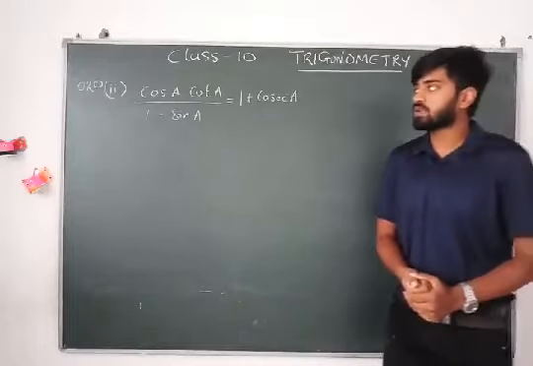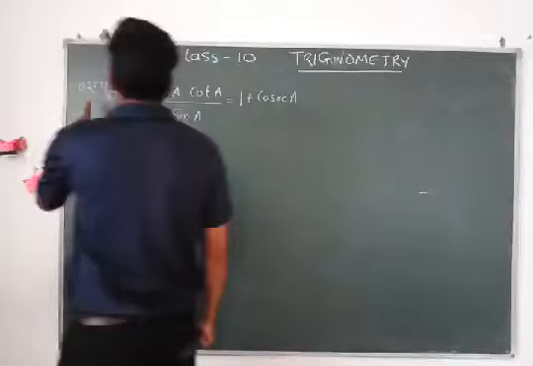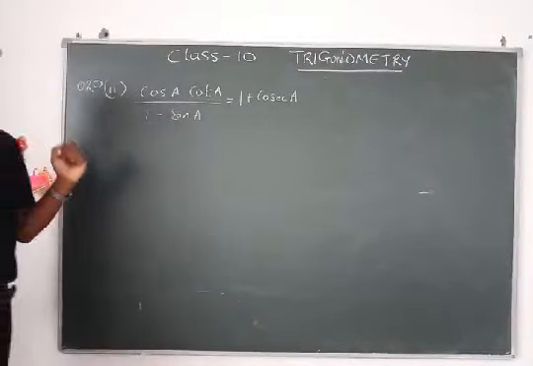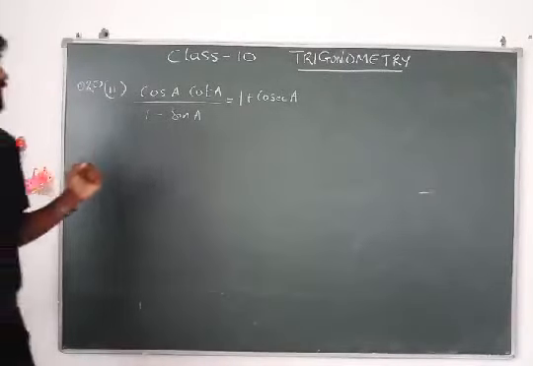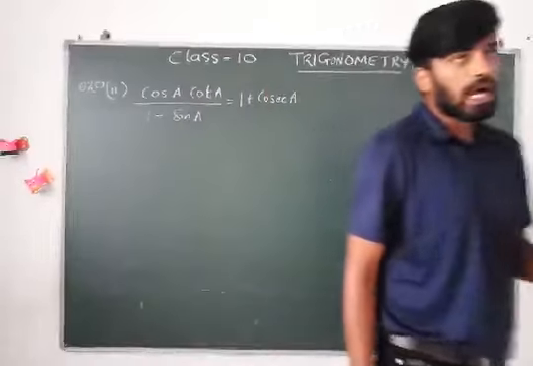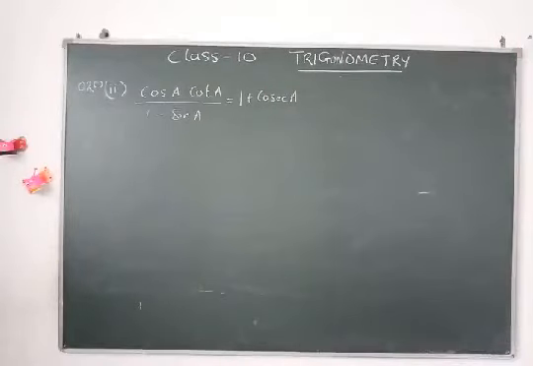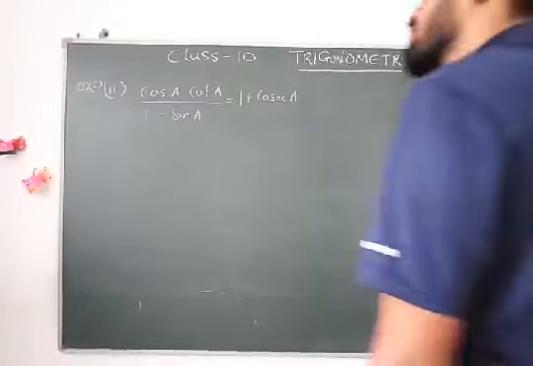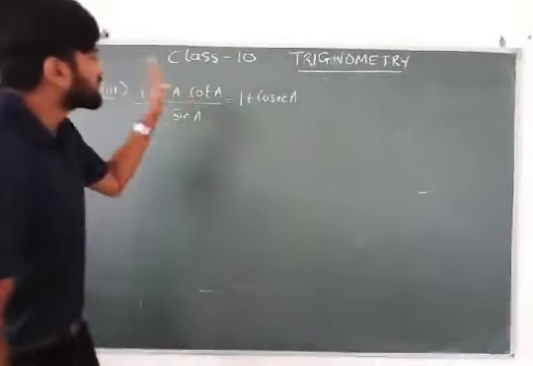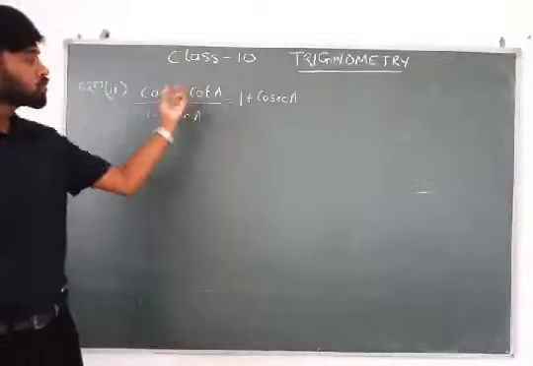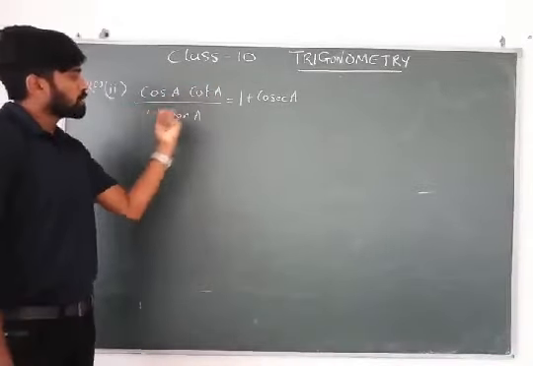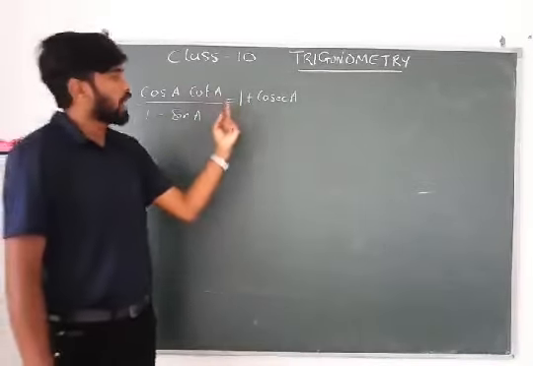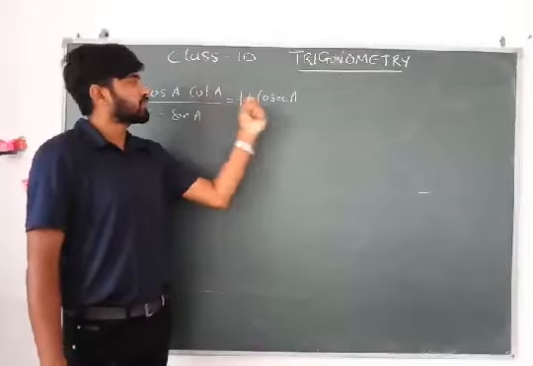So the very first one is 20, the second part. If I do 20, the second part, I hope you can see the question. The question says cos A into cot A upon 1 minus sin A equals to cosec A plus 1. I need to prove that this side is equal to this side.